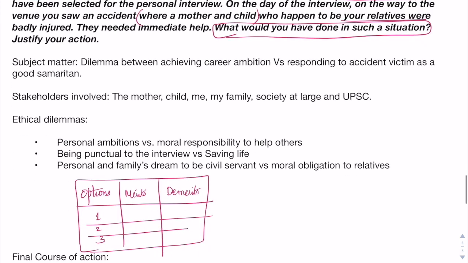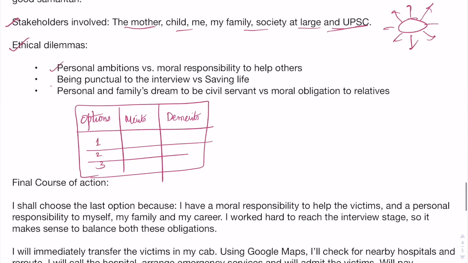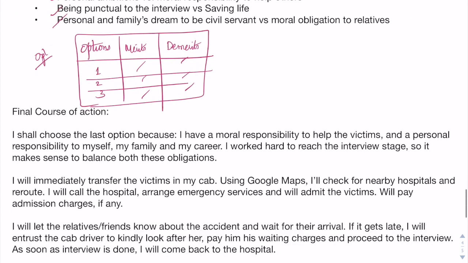Now, as we said, we follow the standard framework where in the subject matter you write about the dilemma, the basic crux of your case study, where a dilemma between achieving career ambition versus responding to accident victim. The stakeholders involved, you can also represent this through a diagram. Then comes the ethical dilemmas. You list out 2-3 in short bullet points. Then you discuss the options available, where you list out 1, 2, 3, each with merits and demerits of it.